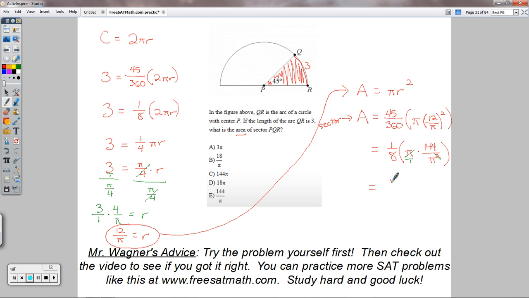And I've got 144 over, so that's 1 times 144, over 8 times, I still have a single pi left here, so over 8 times pi. And if you divide 144 by 8, you end up getting 18. So this is the same thing as 18 over pi. This is my final answer, my friends. This is choice B.